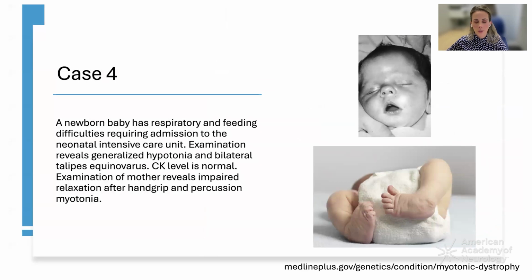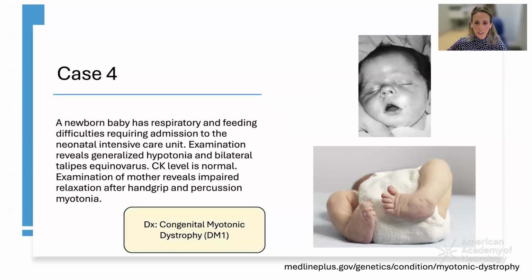Case 4, a newborn baby has respiratory and feeding difficulties requiring admission to the neonatal intensive care unit. Examination reveals generalized hypotonia and bilateral club feet. CK is normal. Examination of the mother reveals impaired relaxation after hand grip and percussion myotonia. So the baby in this vignette has clinically congenital myotonic dystrophy.